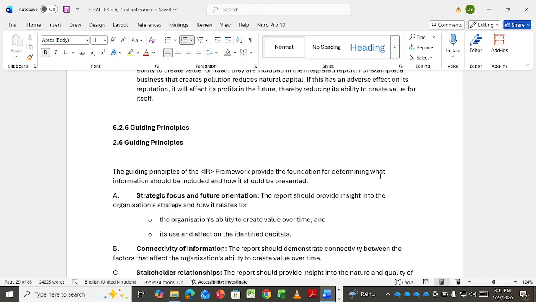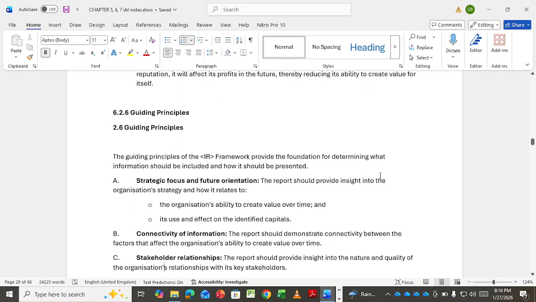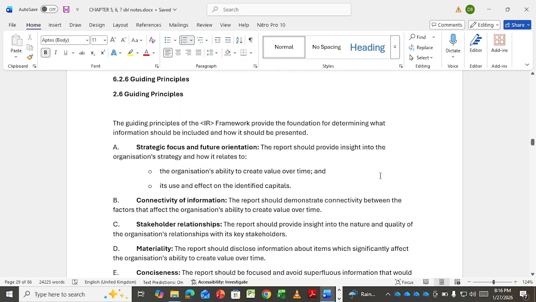strategic focus and future orientation. Here the company provides the value they have created over time. What is their focus? What are they doing? And what do they expect to do in the foreseeable future? We have connectivity of information.